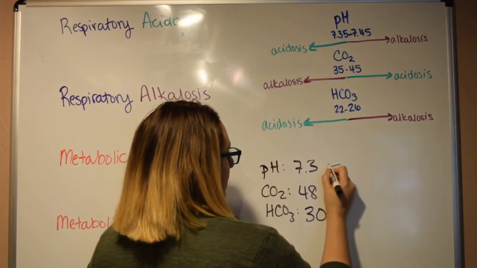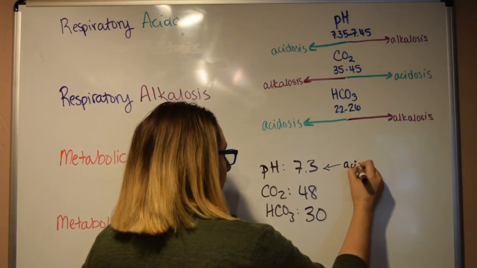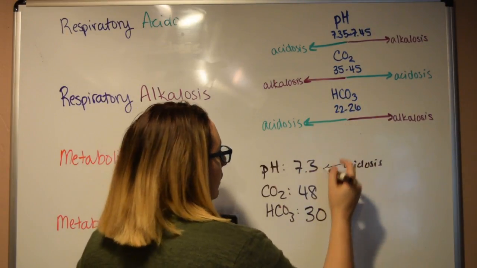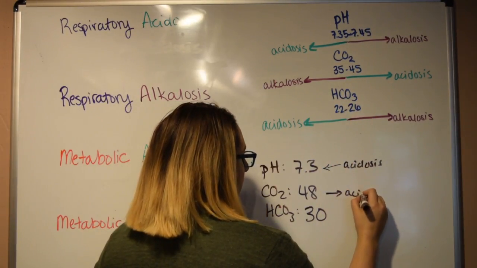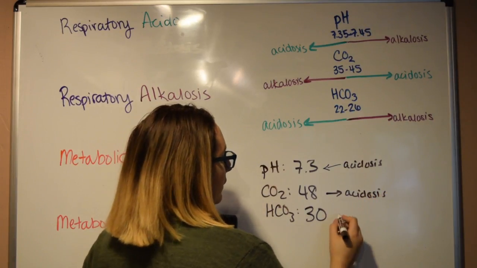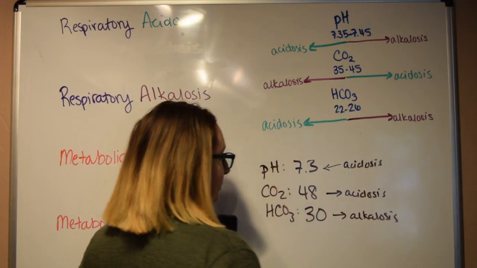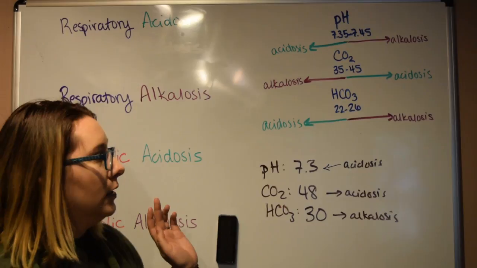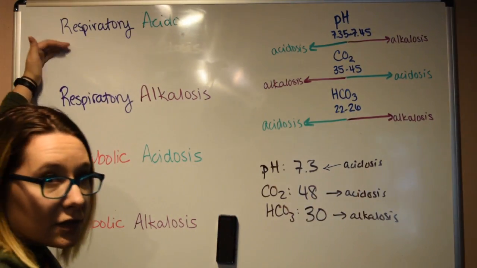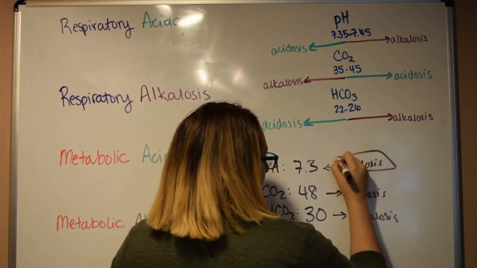So this one, it's an acidosis, and in my head I know that that means acidosis, but I will write it out here. Acidosis. CO2, 48. That's to the right. So that's towards acidosis. HCO3 is high. That's also to the right. That's towards alkalosis. So we know we have acidosis. So we can put it down to respiratory acidosis or metabolic acidosis. So we know for sure this is acidosis.